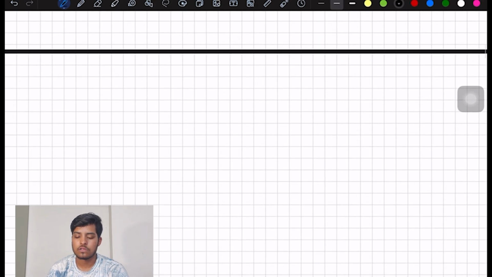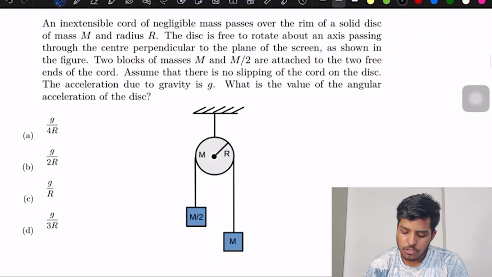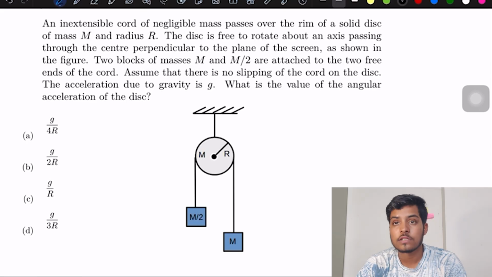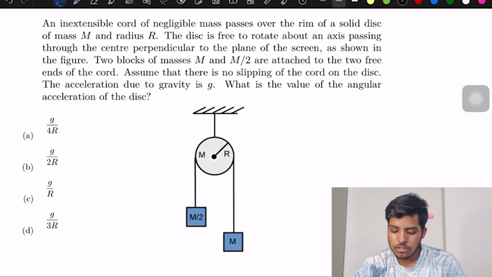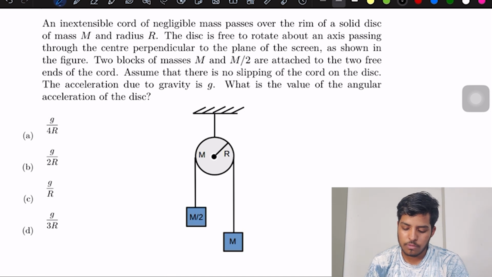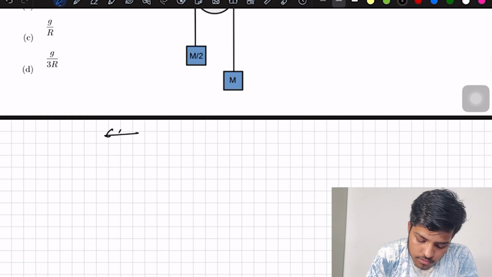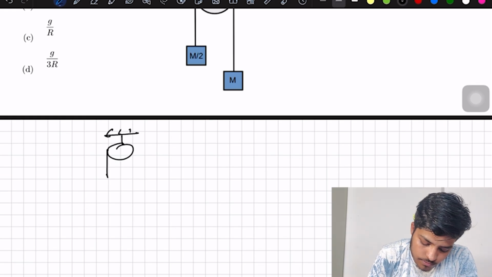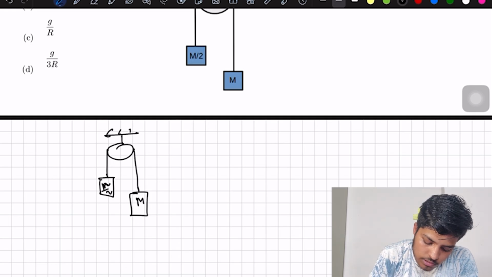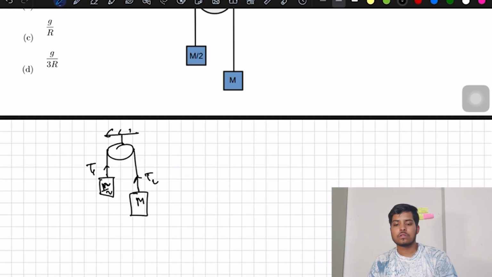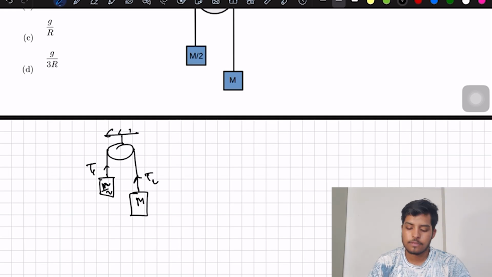So let us move to the third problem. The third problem is a pulley and two masses attached to it. It is asking about the angular acceleration of the disk. So it's quite an easy problem. First of all, let us make the figure. This is m, this is m upon 2. Let us assume the tensions as T1 here and T2 here. So write the force equations, right?